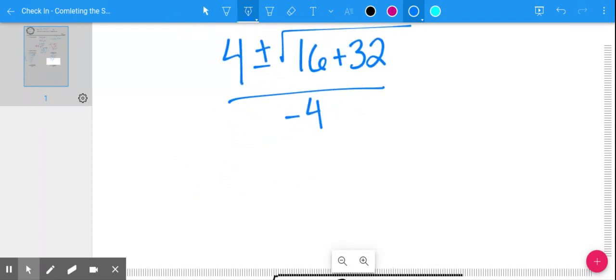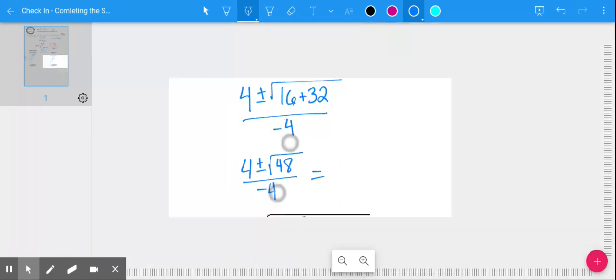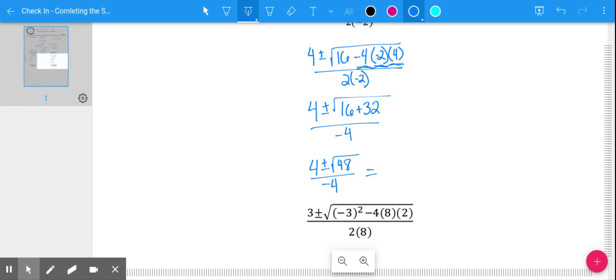Now we get to add our stuff together. So I have 4 plus or minus the square root. 16 plus 32 gives me 48 divided by a negative 4. Okay, we're just simplifying the radical. Now we have to deal with our radical. We have to simplify the radical.